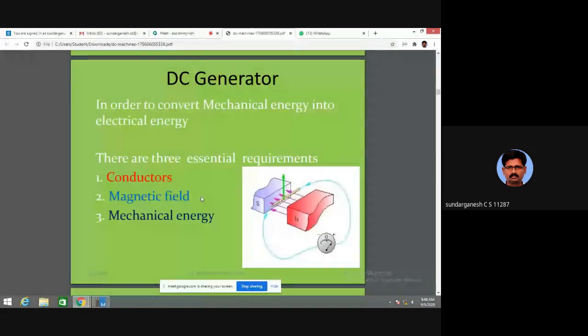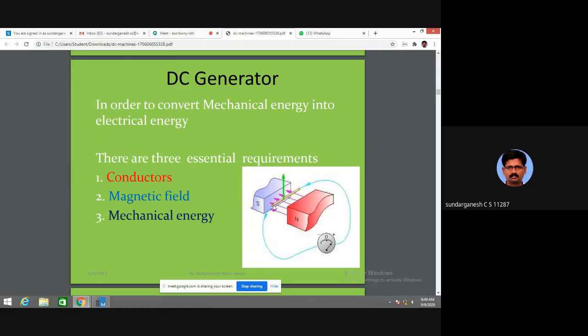So the magnetic field is produced by the stationary part, the stator. The conductors are the rotors. The generator's rotor initially has no voltage. It is only a coil. It is rotated by a prime mover. There is a magnetic field, and this coil will cut the magnetic field due to the rotation by the prime mover. Okay, so this is the arrangement of the DC generator.